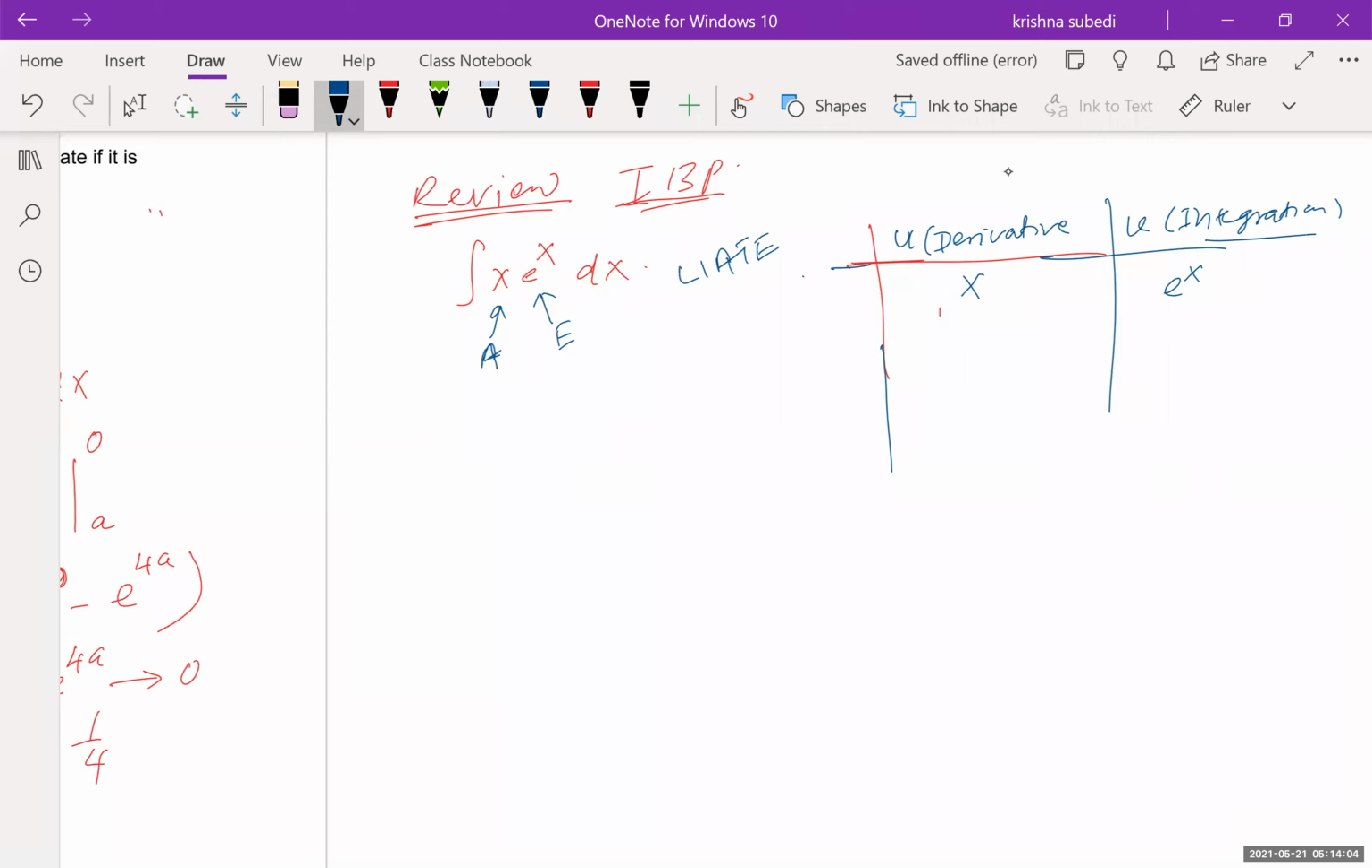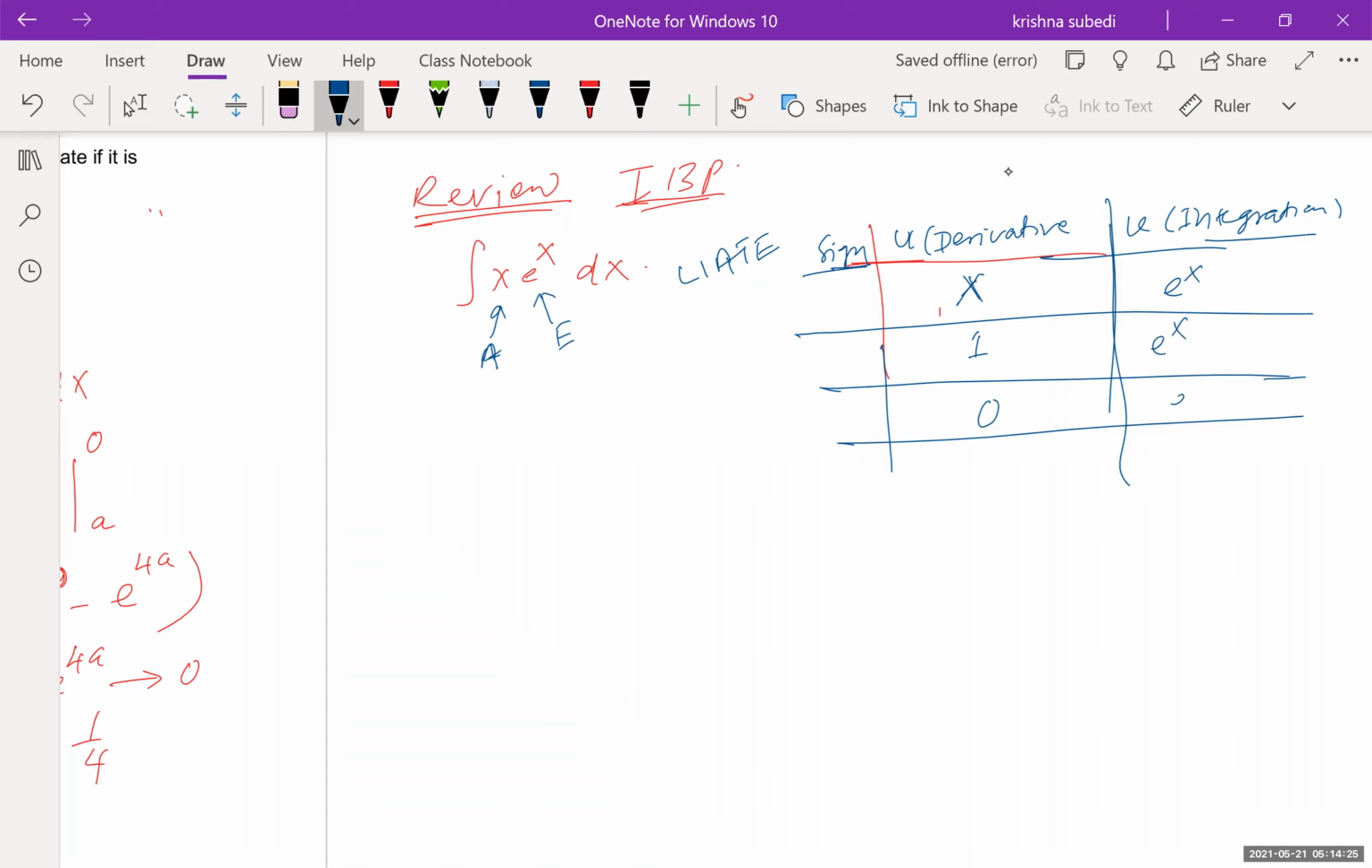Okay, we know this, and here we'll have signs. So then what we're going to do here is find the derivative of this x until we get 0. So the derivative of x is 1, the derivative of 1 is 0, and we are done. So now integration on this column, which is e to the x by itself and e to the x by itself. So the signs will be positive, negative, positive, right?